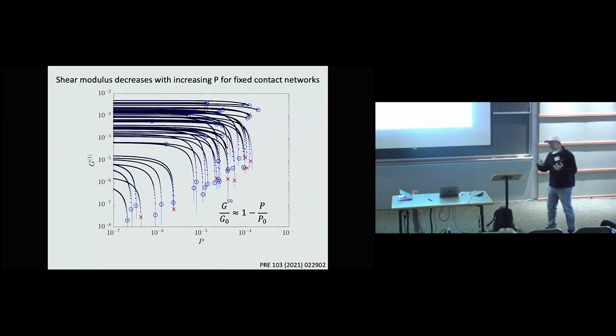And so I think about it a little bit like when I compress it or when I change the contact network, there's a possibility that there could be alignment of the particles, which makes the system have a smaller shear modulus. But here what I'm showing you is the shear modulus as a function of pressure, and they're all going down until there's a rearrangement.